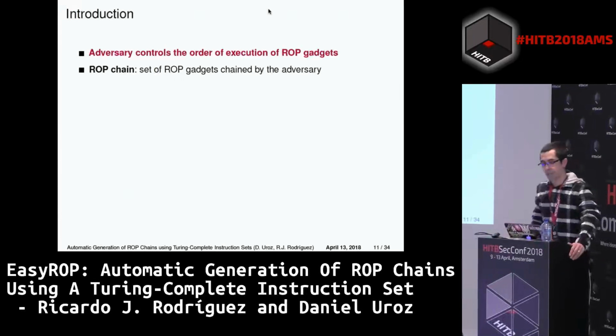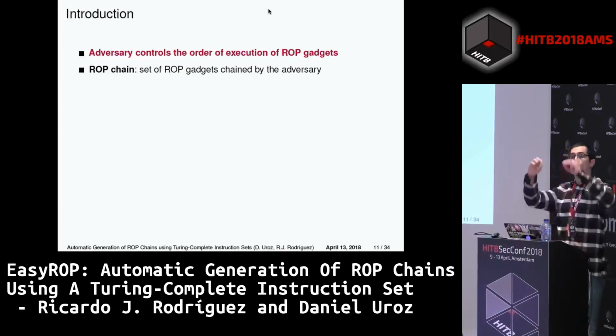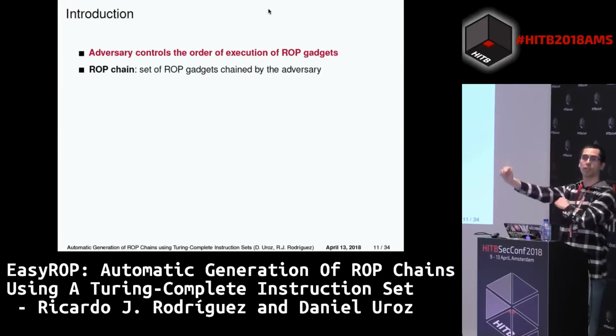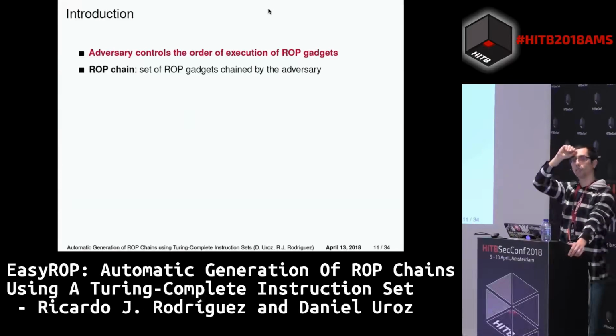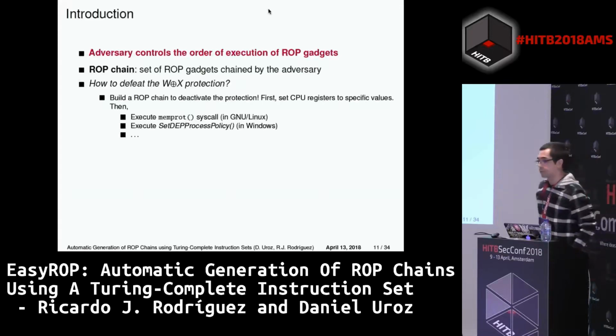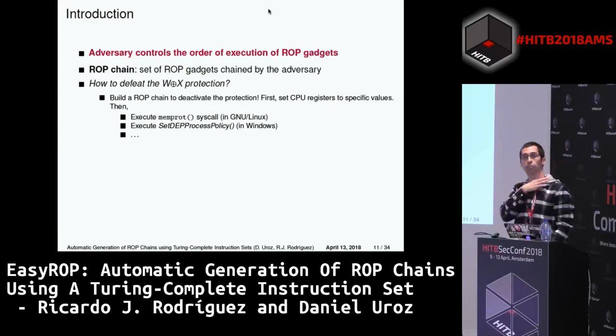So, as I was saying, the adversary will be able to control the order of execution, okay? Because once he sets the ROP gadgets, he can determine the order of execution. So, knowing this, how can we defeat the write-xor-execute protection? Well, we can build our ROP chain to deactivate the protection.